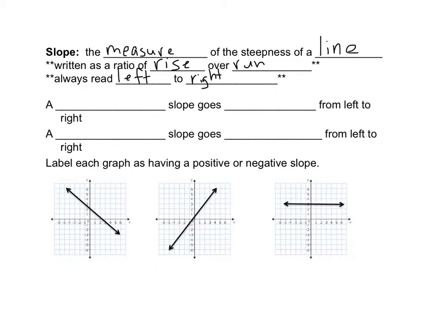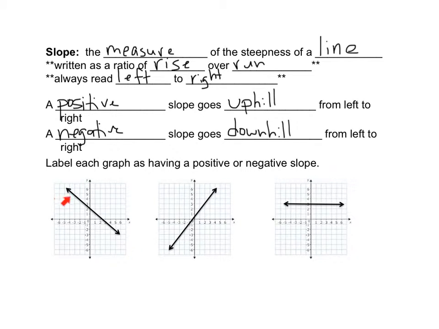So for example, a positive slope would go uphill from left to right, and a negative slope would go downhill from left to right. So now you go ahead and pause the video and see if you can label the three graphs below.